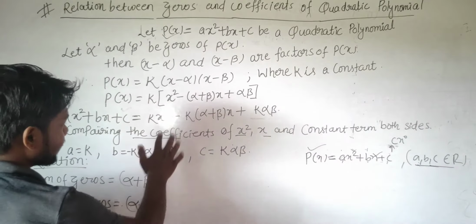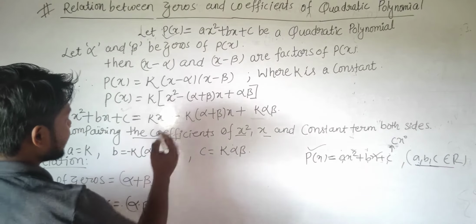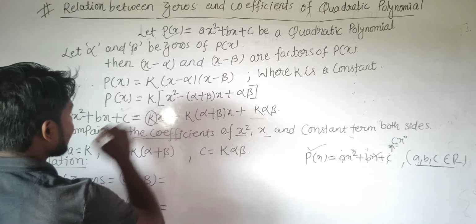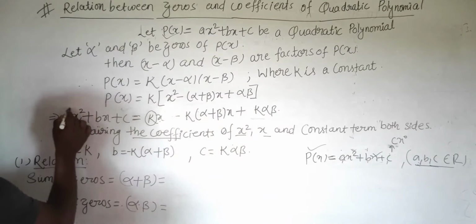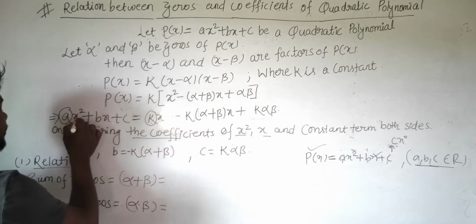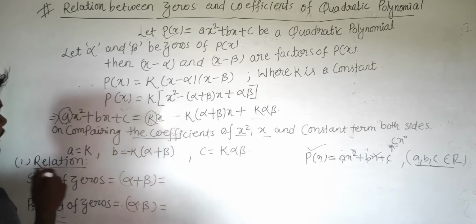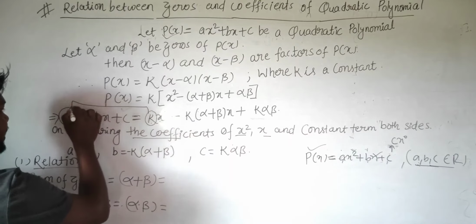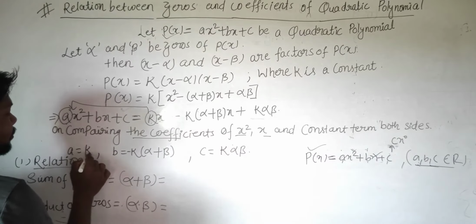So here you can see the coefficient of x square is k, and here the coefficient of x square is a. So we can say this k is equal to a, so a equal to k.